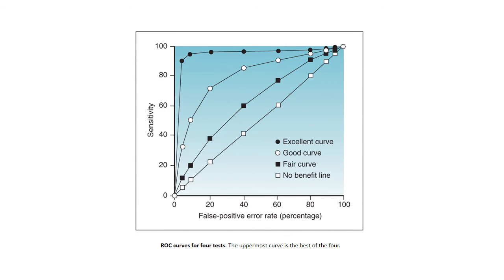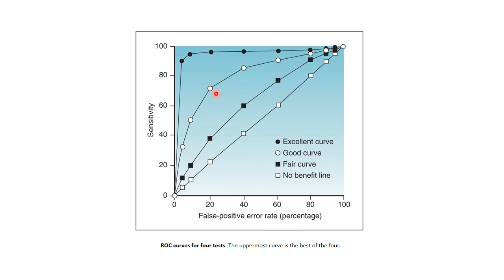So you can see on the different curves here, the one that has no benefit whatsoever is really the straight line, where basically there's a one-to-one trade-off. So for every bit of increase in sensitivity, you're going to get more false positives. So really no benefit here. This one would be kind of fair. This curve here would be good. It looks very similar to that blood pressure one we looked at before.